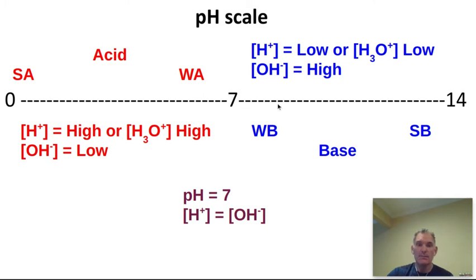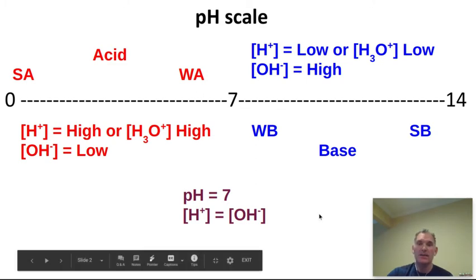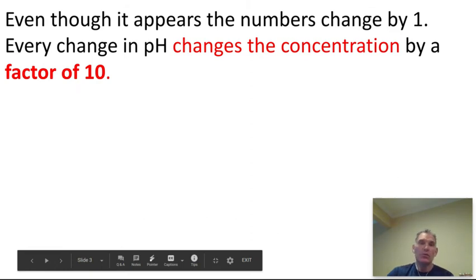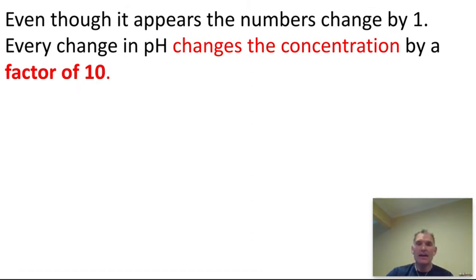When we take a look at the pH scale, we go from 0 to 14. Now, normally we see a 1 number change that's occurring as I move up or down the scale. The major misconception of that is it doesn't just change by 1. Every change in pH changes the concentration by a factor of 10. So 6 to 7 is a 1 number change, but it actually means for us, the concentration of ions has changed by tenfold.